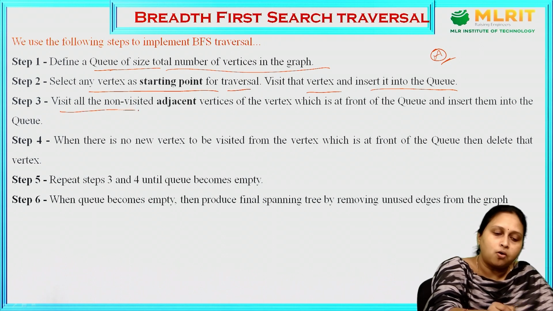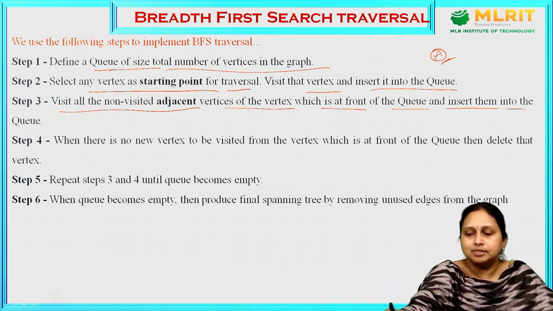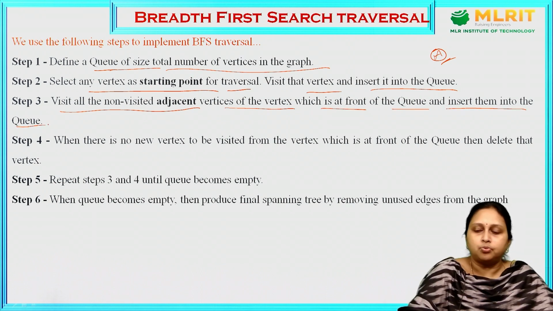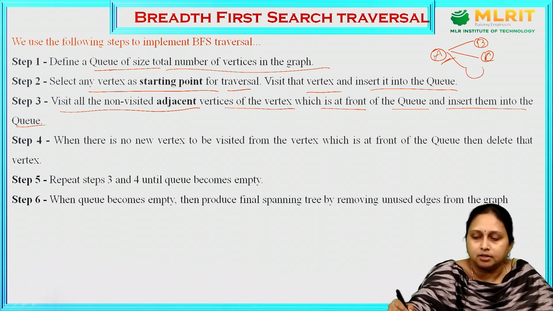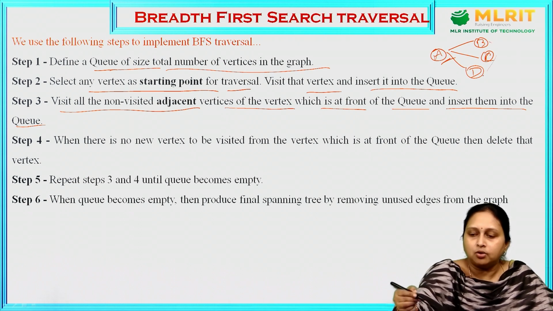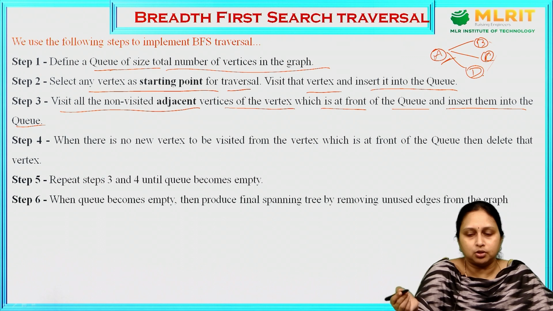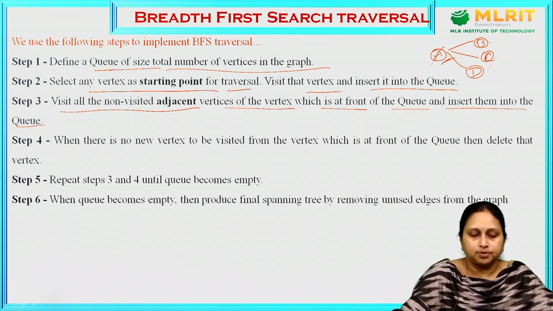Now visit all the non-visited adjacent vertices of the vertex which is at the front of the queue and insert them into the queue. Suppose I have some adjacent vertices for this, like A, B, C and D. These are the adjacent vertices, just assume. Whatever adjacent vertices you have, we place them into the queue and move the front. That means we remove this particular visited vertex from the queue. That is the meaning of it.